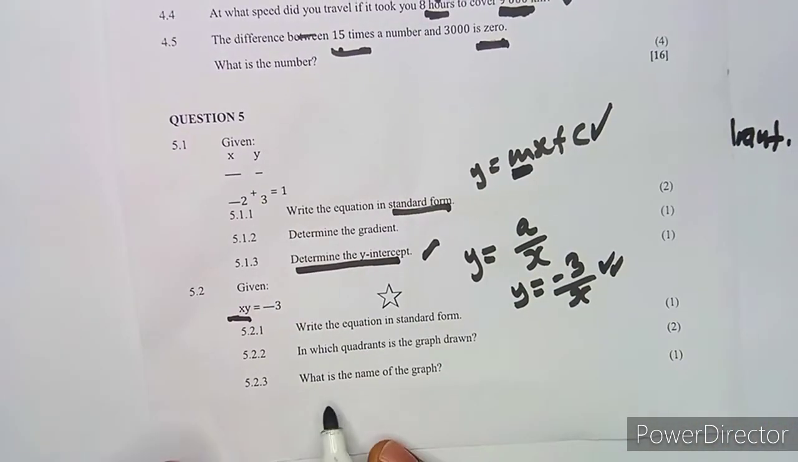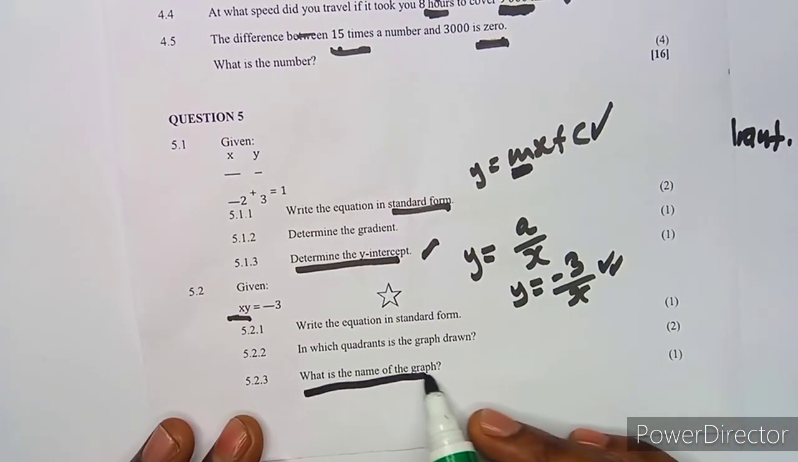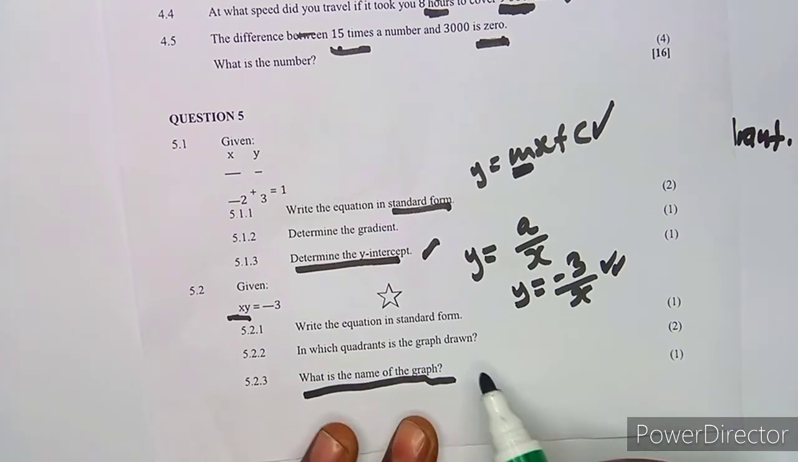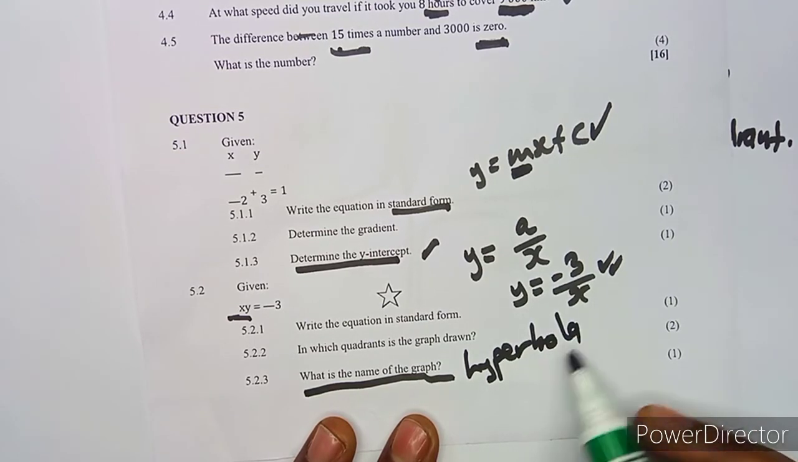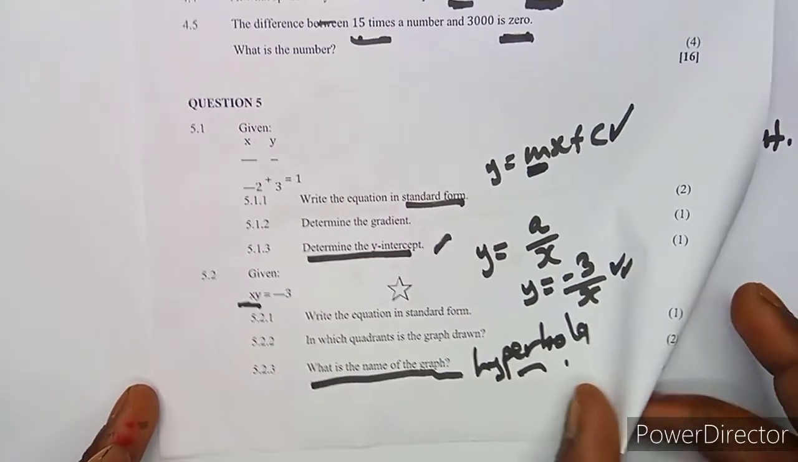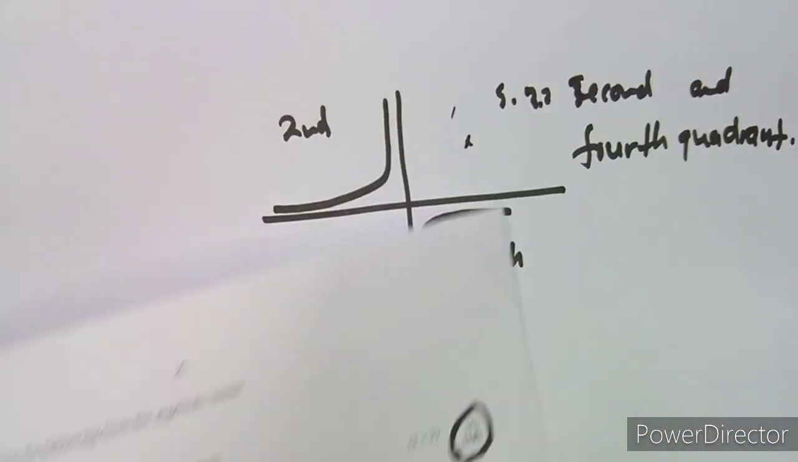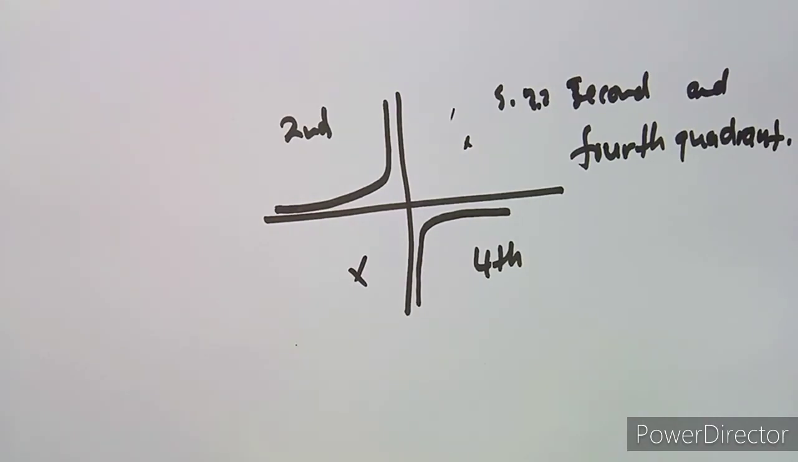All right, then what is the name of the graph? The name of the graph here, we are working with a hyperbola. Remember we've got a hyperbola, a parabola and a linear function. A parabola is the one that is quadratic, the one with a quadratic form. But this one is a hyperbola.